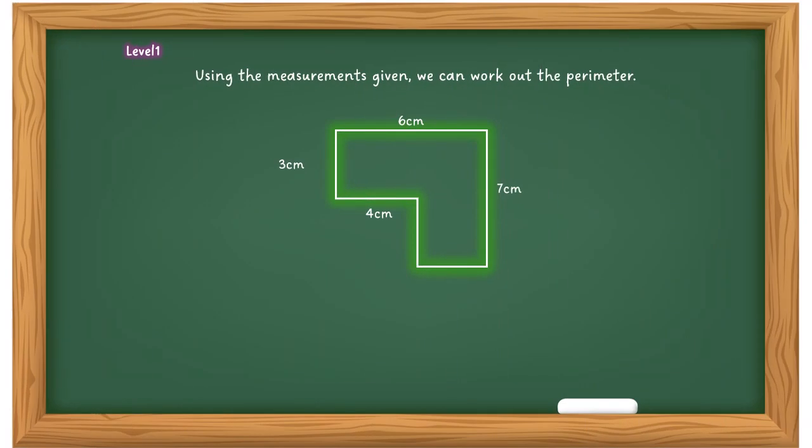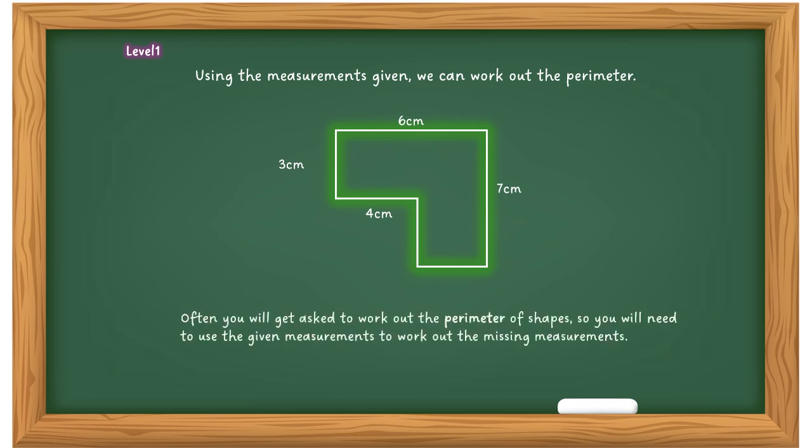Here's another question to test you. Using the measurements given, we can work out the perimeter. Often you'll get asked to work out the perimeter of shapes, so you will need to use the given measurements to work out the missing measurements. You can see there, your 2, you get that 2 from taking 6, take away 4, and that gives you 2. And this other missing dimension here is 4 centimeters, and you get this 4 centimeters by taking 7 minus 3, which must give you 4. Then you just simply add them together. And the perimeter around that composite shape is 26 centimeters.